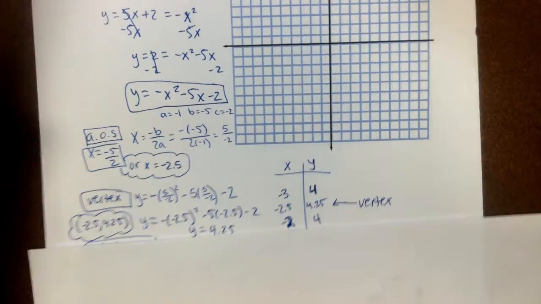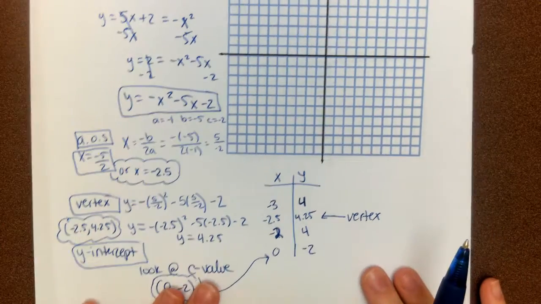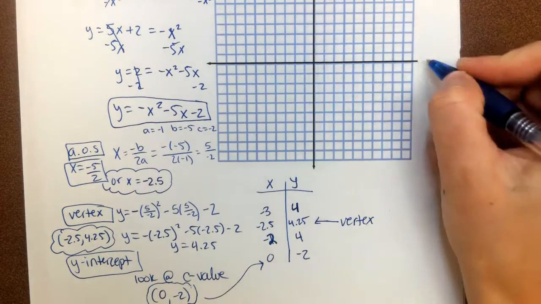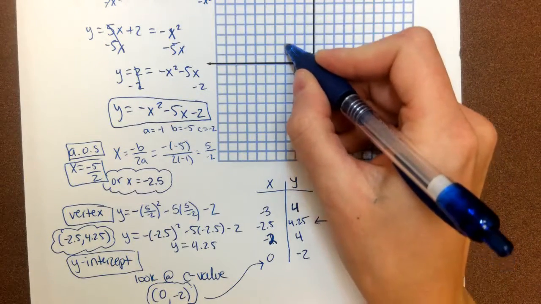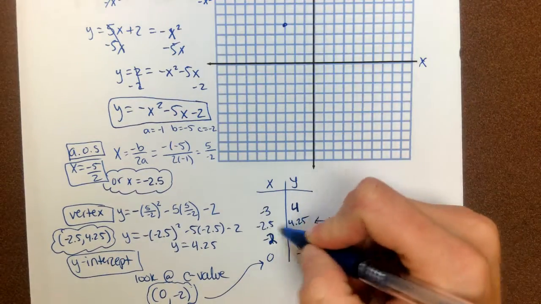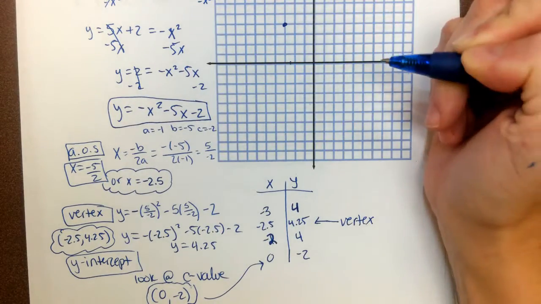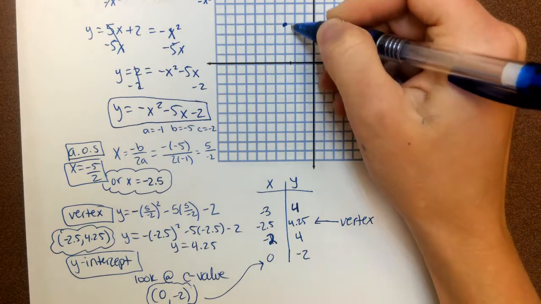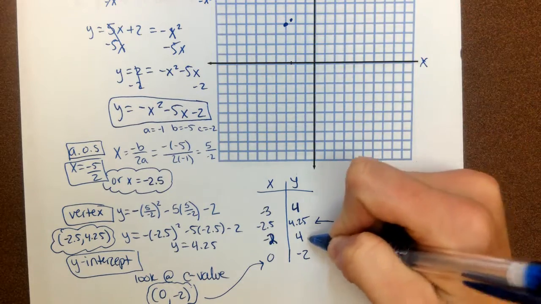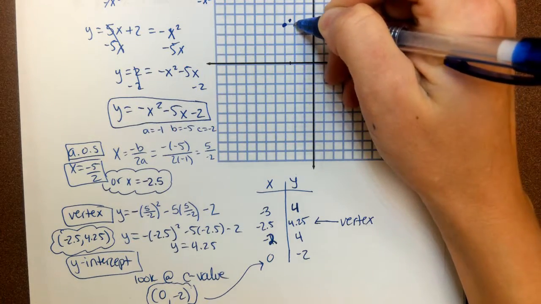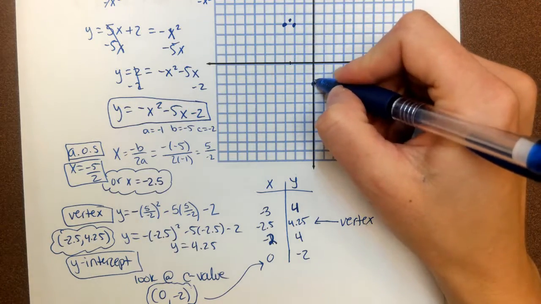So now we're going to start graphing our points. -3, 4, so -3 on the x-axis. 1, 2, 3, and up 4. 1, 2, 3, 4. Boom. -2.5, 4.25. -2.5, and then 4 1/4, so just like barely there. -2, 4, and 0, -2, which is your y-intercept.